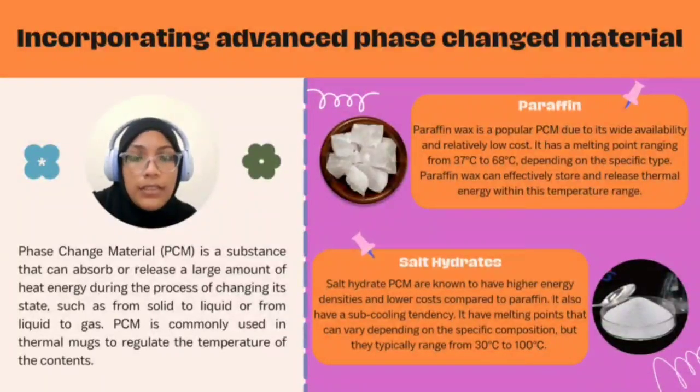Another material is salt hydrates. Salt hydrate PCMs are known to have higher energy densities and lower cost compared to paraffin wax. They also have a subcooling tendency. Their melting point can vary depending on the specific composition, but they typically range from 30 to 100 degrees Celsius.